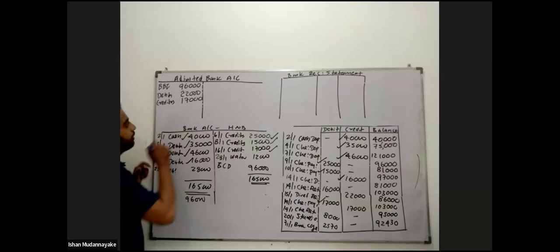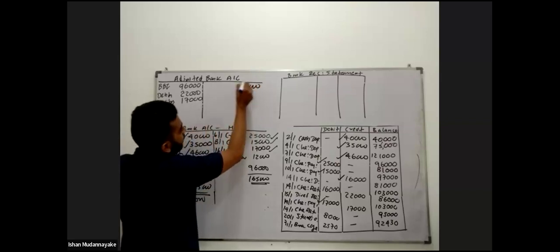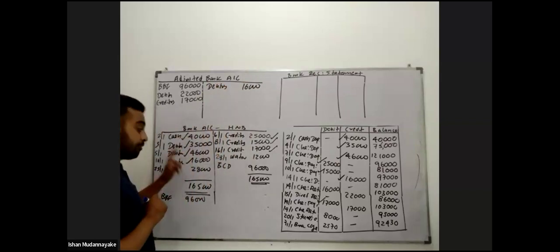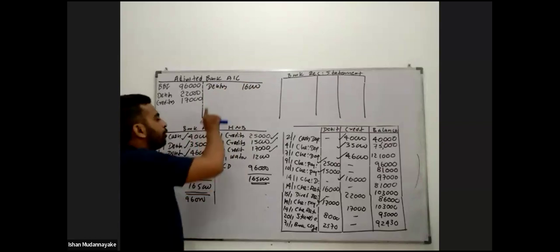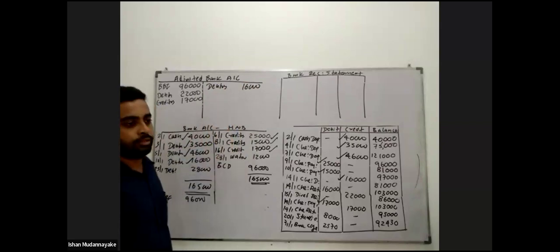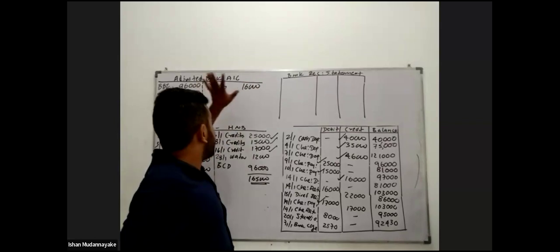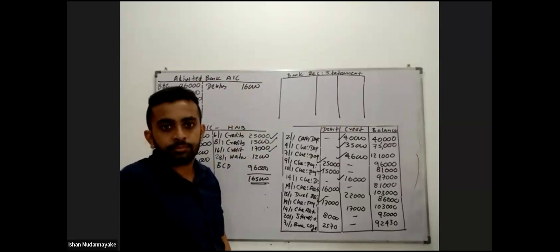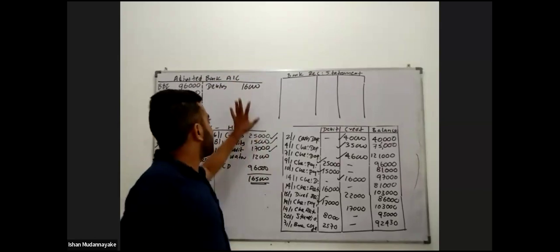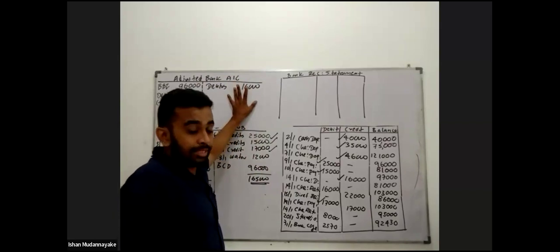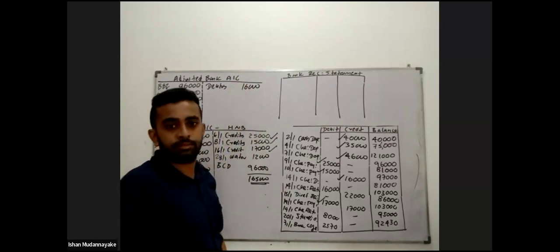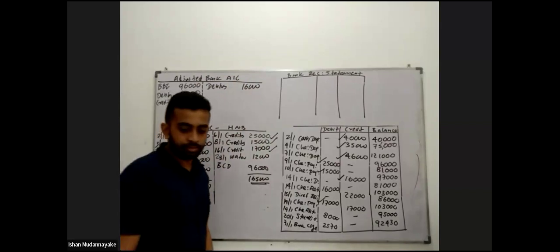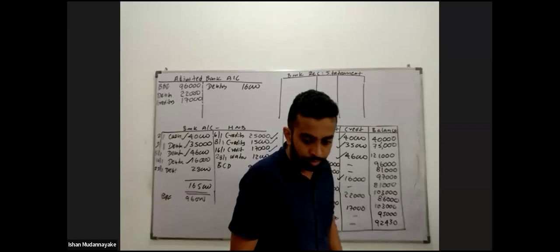Adjusted bank account credit 16,000, debtors. Why debtors? We received the check from a debtor and it was returned by the bank. Therefore, we record 16,000 in the bank account with the description debtors. Adjusted bank account credit, debtors account debit 16,000.